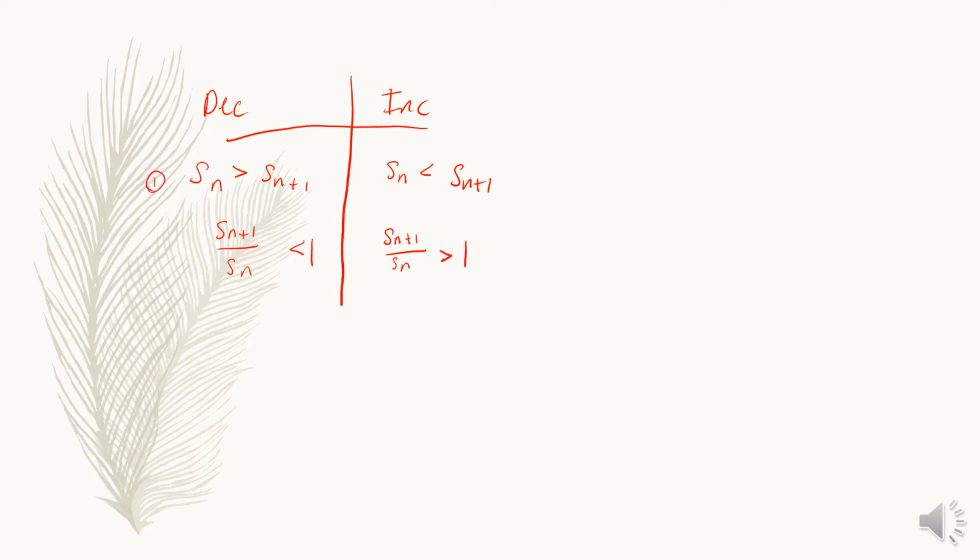So there's way 1, there's way 2, and the last one actually involves Calc 1. Show that the derivative is negative if you want to show it's decreasing. Show that the derivative is positive if you want to show increasing. So I'm going to show you an example of each one of those. And then we're going to determine, does the sequence converge or diverge?